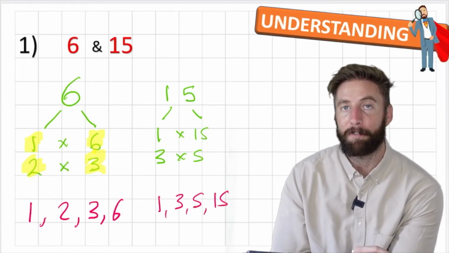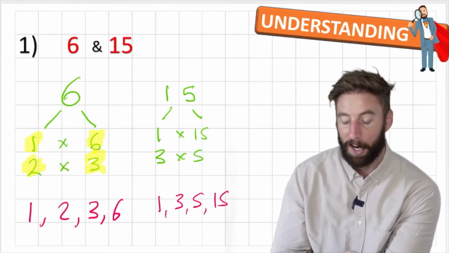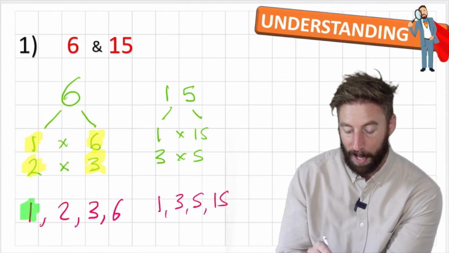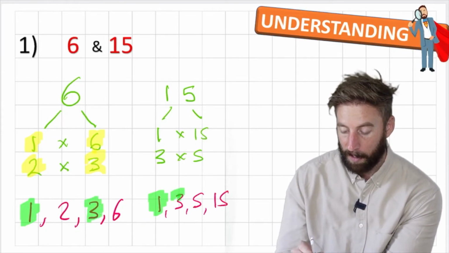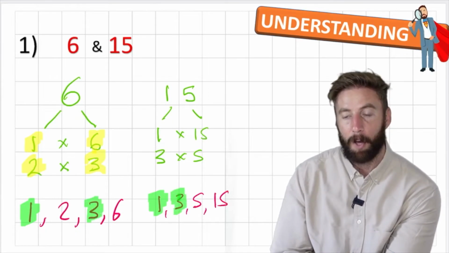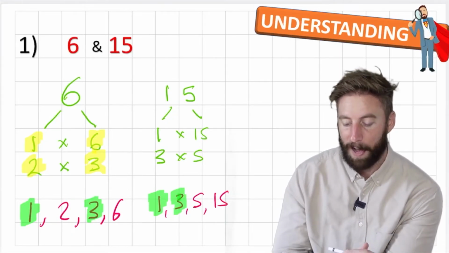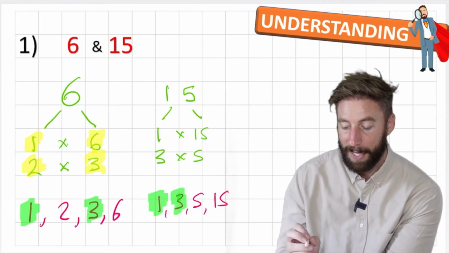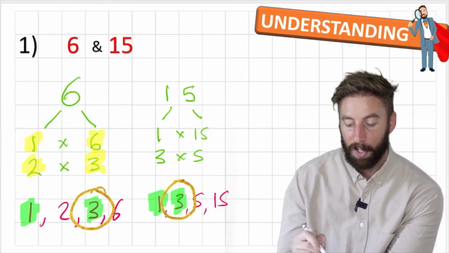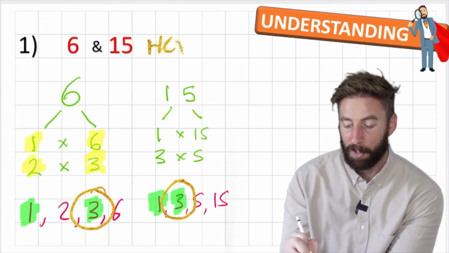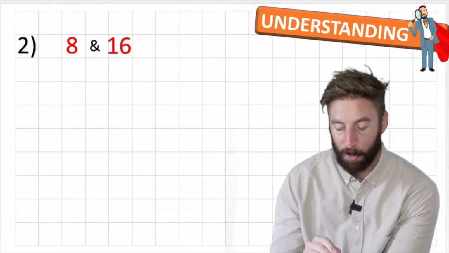Okay, so now that I found my factors, now I need to look at my next word, the common factors, and let's see which of those are the same. Well, in both of these I have a 1. In both of these I have a 3. And that's it. Okay, so I found my common factors. And lastly, I'm looking for my highest common factor. So my highest common factor in this case is 3. So the highest common factor equals 3. Awesome, let's have a look at another question.